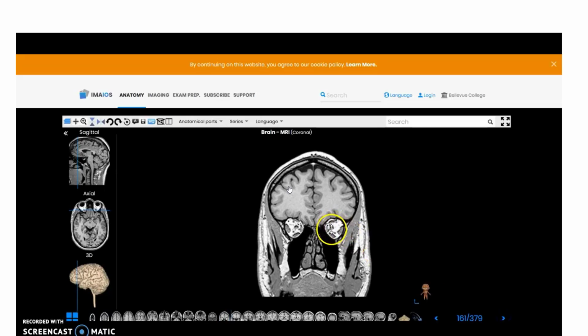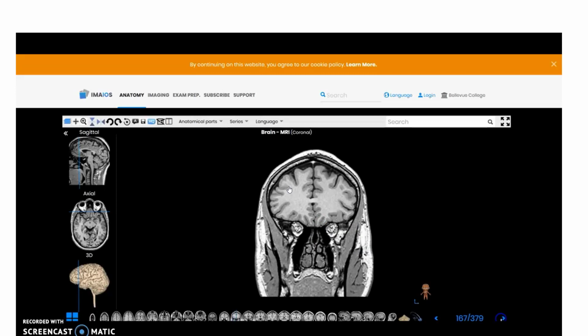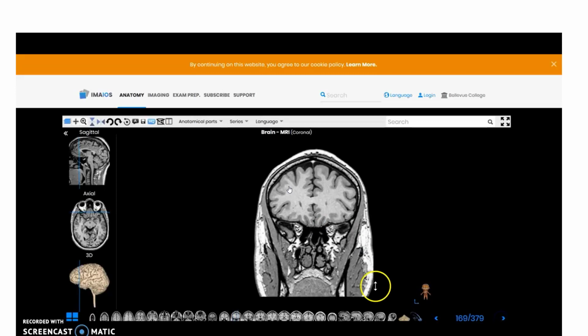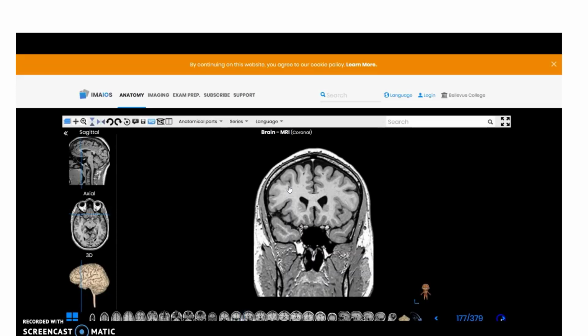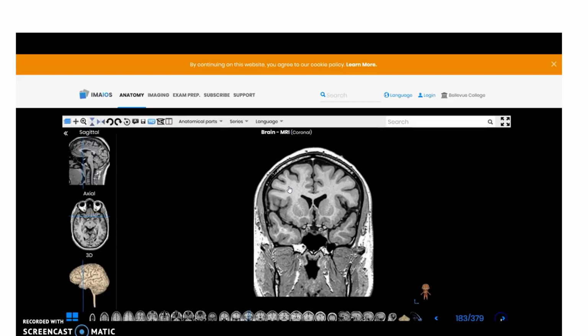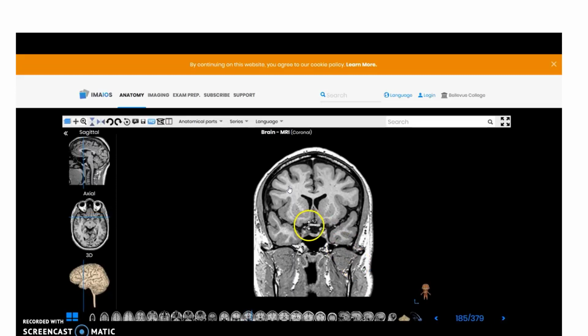So where the water and the fat meet, there's a little bit of chemical shift, and that makes it a little bit harder to distinguish everything very clearly here in the orbit. You can see the optic nerves as they travel posteriorly, also travel a bit superiorly, and now we're in that area of the optic chiasm and the sella, the pituitary gland.